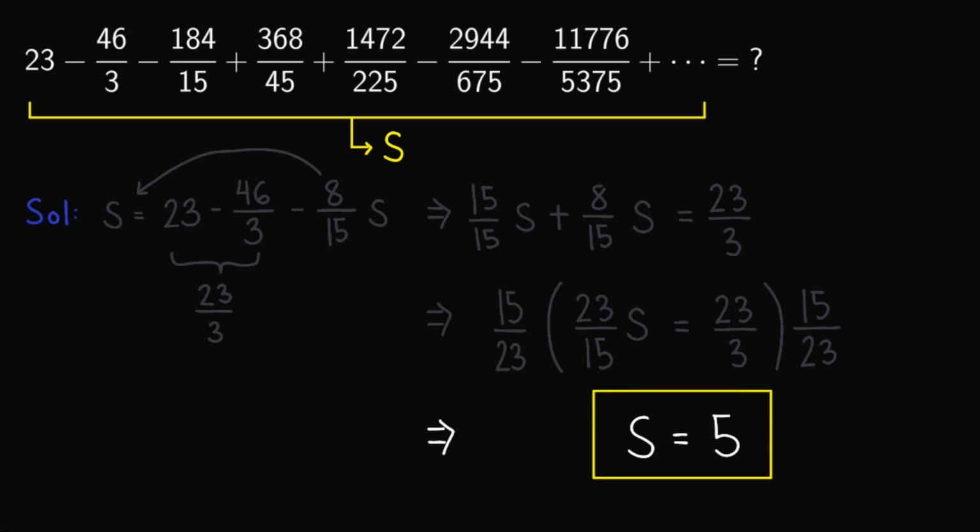This means that the infinite sum given to us, 23 minus 46 over 3 minus 184 over 15 plus 368 over 45 plus 1472 over 225 minus 2944 over 675 minus 11776 over 5375 plus and so on, is simply equal to 5. So yeah, quite a complicated sum out here is just simply equal to 5. So yeah, math, it's magical.